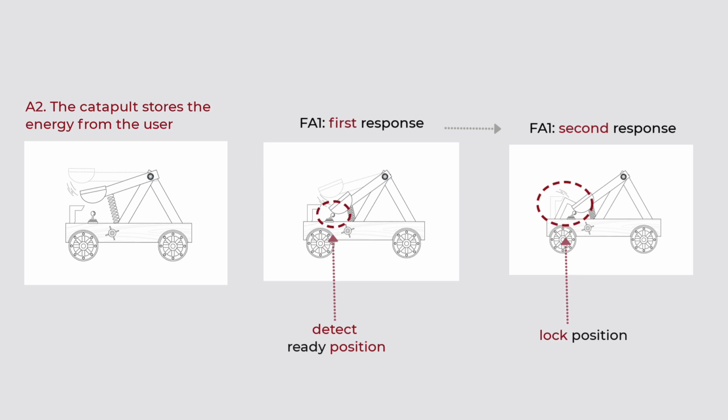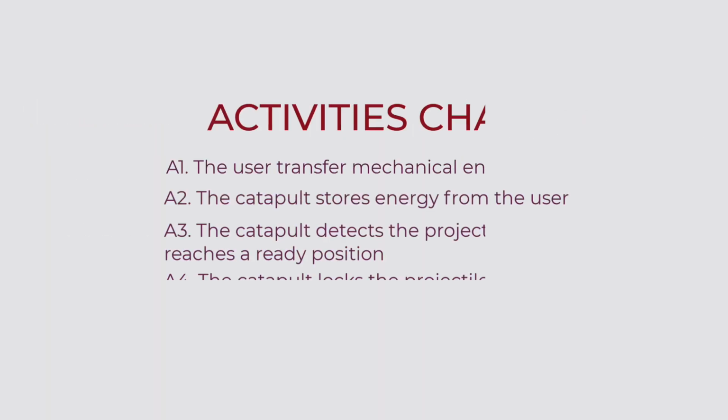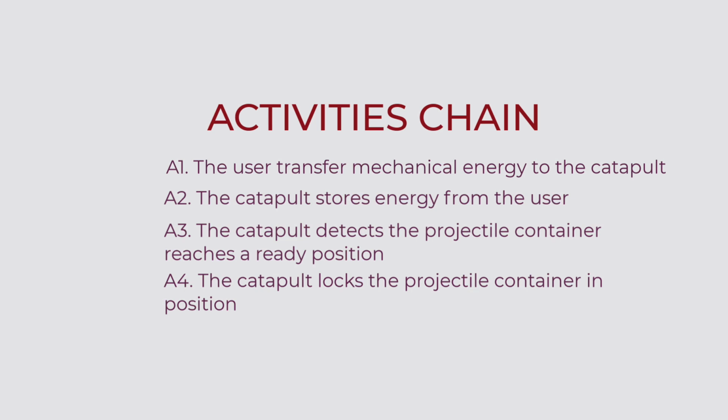As a result, our analysis identifies two new activities. We define Activity 3, or A3, as the catapult detects the projectile container reaches a ready position. Following this, we define Activity 4, or A4, as the catapult locks the projectile container in position. These two activities, A3 and A4, ensure that the catapult stops storing energy and securely retains the energy. This concludes the first half of the activities chain. In the next video, we will complete the activities chain by adding more activities until the goal is reached.